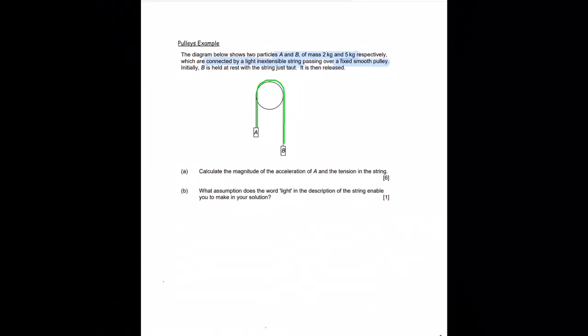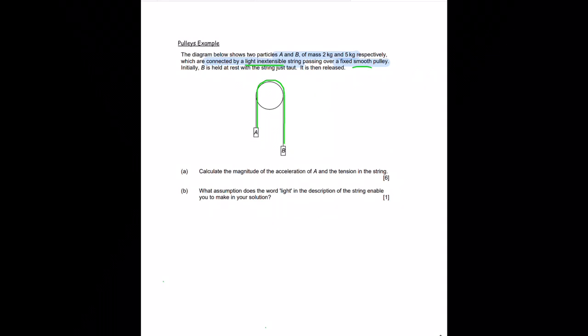Because B is going to be a bit heavier than A, it's going to end up falling and pulling A around that pulley. It's going to end up pulling A up because they're attached by that string. We'll have a look at what the point of light, inextensible and smooth are in a bit, but to have a look at the forces at play now, very similar to lifts.